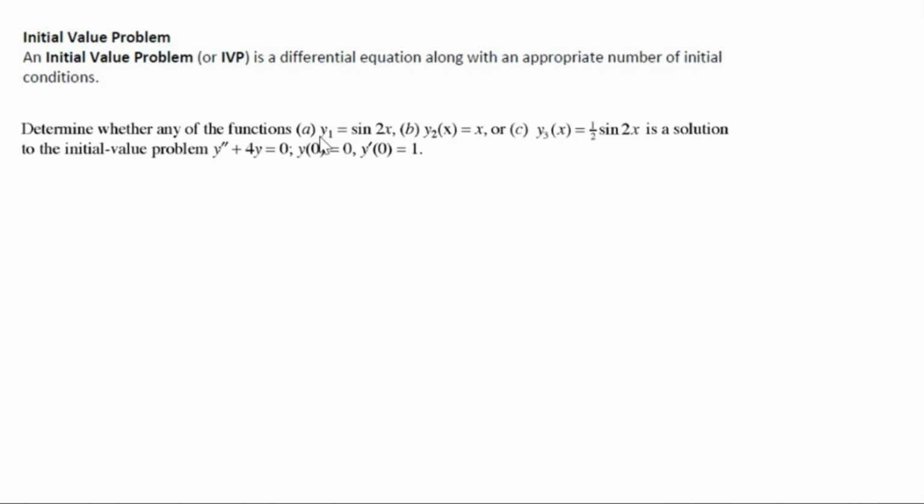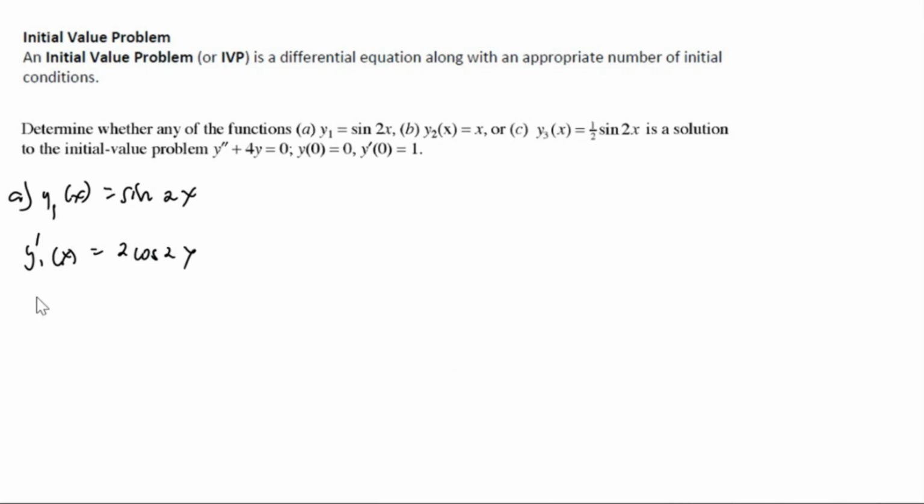So correction for letter A, this must be y sub 1 of x. So letter A here, we are going to write y sub 1 of x is equal to sine 2x. So let us take the derivative until the second derivative. We have here y sub 1 prime of x is equal to the derivative of sine 2x, which is cosine 2x. Derivative of 2x is 2, therefore we have 2 cosine 2x.